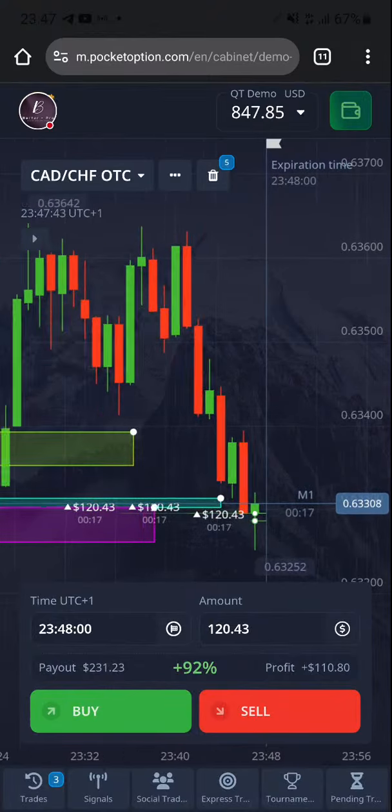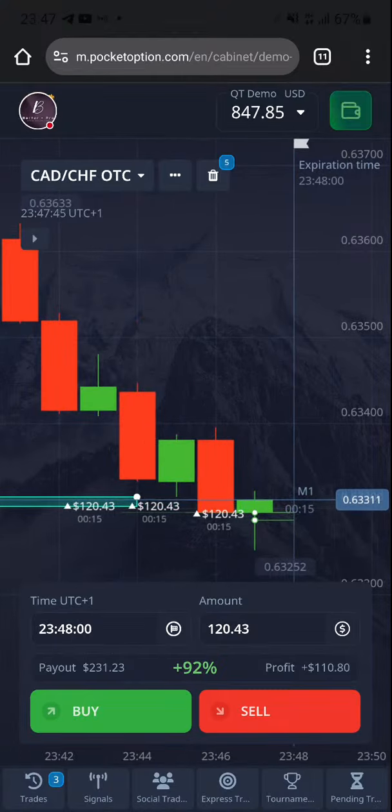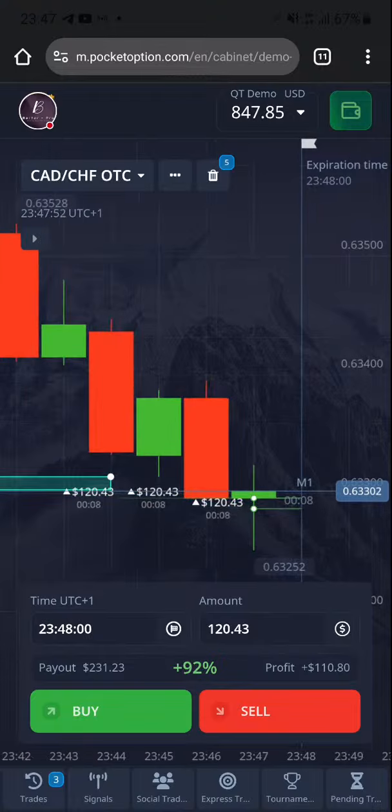Okay, fine. The buyers are coming in. I probably should have taken the trade with a margin of safety, but I'm still expecting a green candle though. So we have 10 seconds.